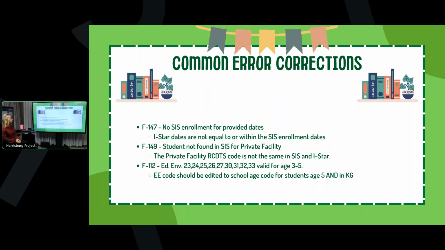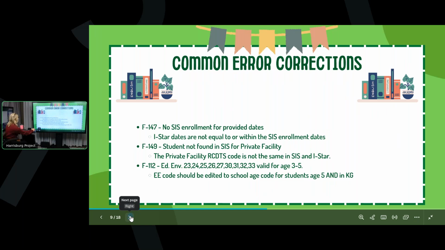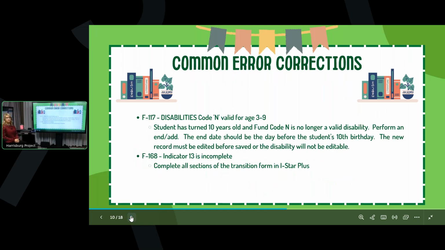All right, F112 is going to be showing up for all of your kindergartners. If you haven't already corrected this, you cannot use the early childhood educational environment codes for kids that are in kindergarten and are 5 or older. So at the beginning of the year, if you've not done anything with your data, you're probably going to have to change the EE code to what I call the big kid codes or the school age codes for all of your kindergartners. So they have to be 5 or older and in kindergarten. And we're going to want to use the codes starting 01, 02, 03, etc.